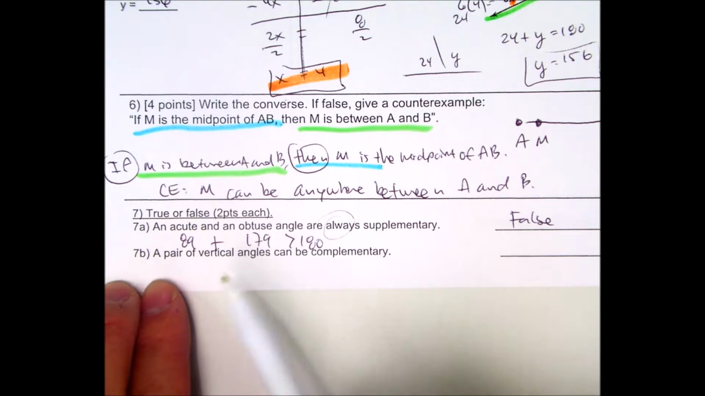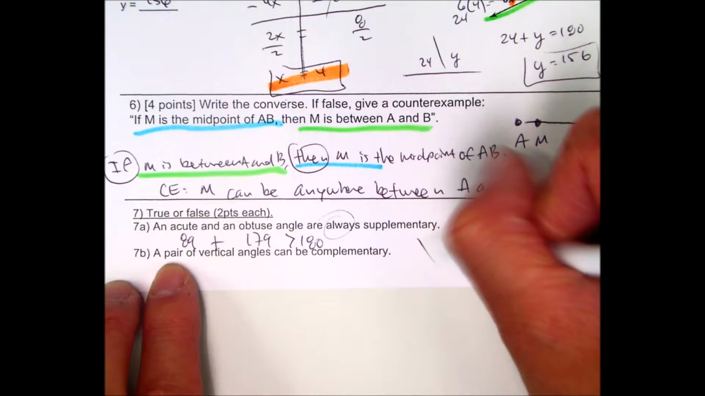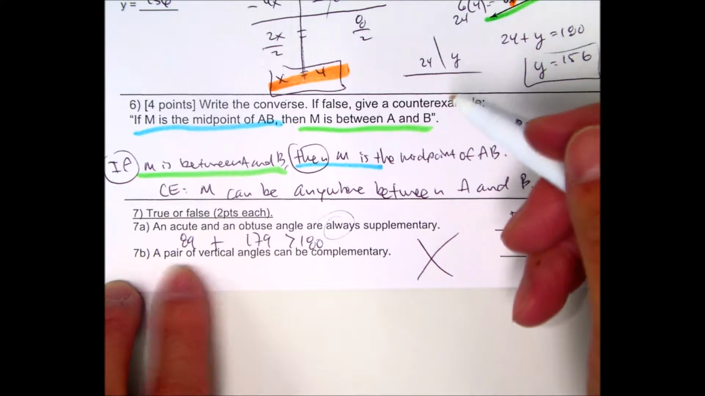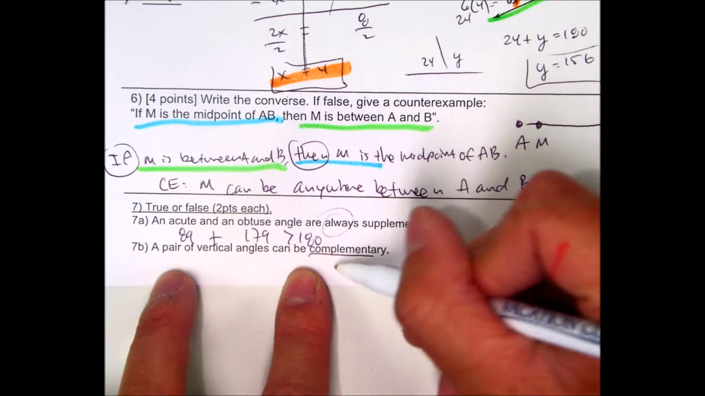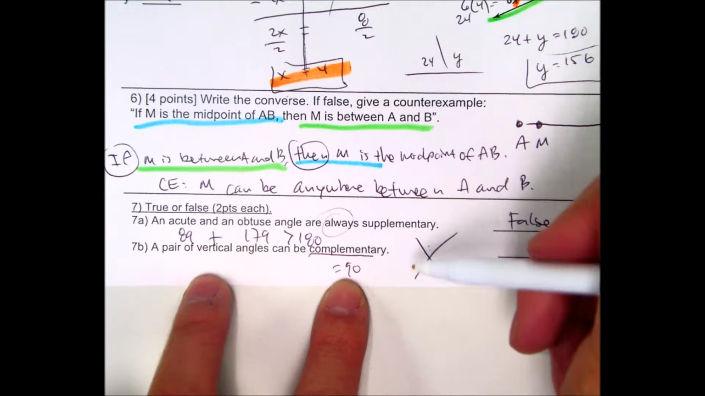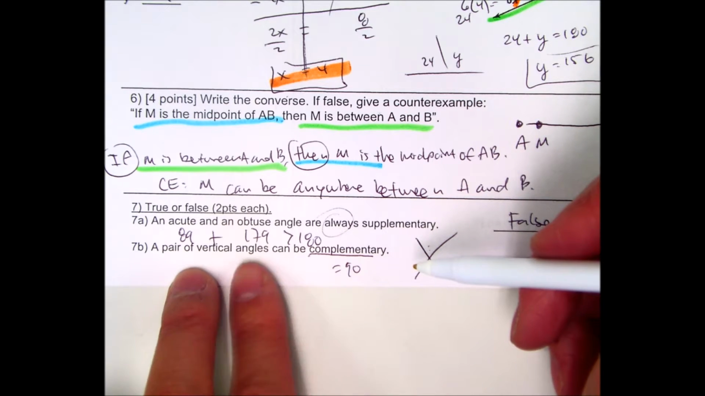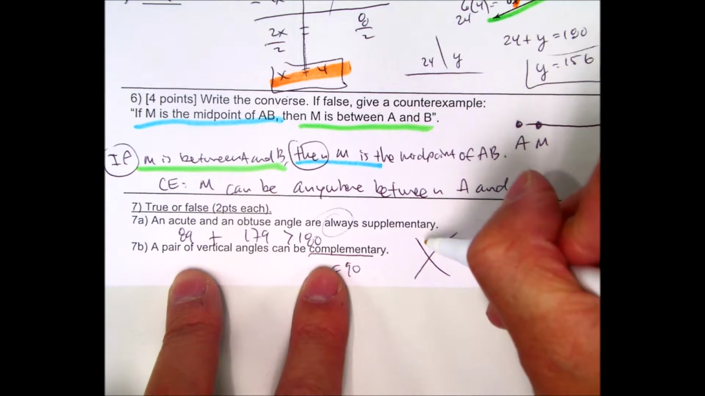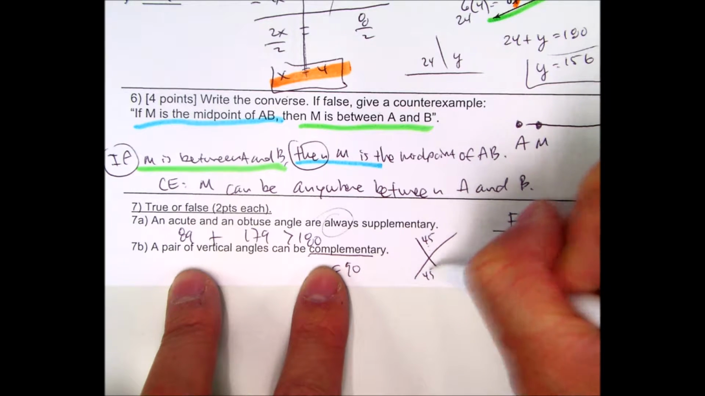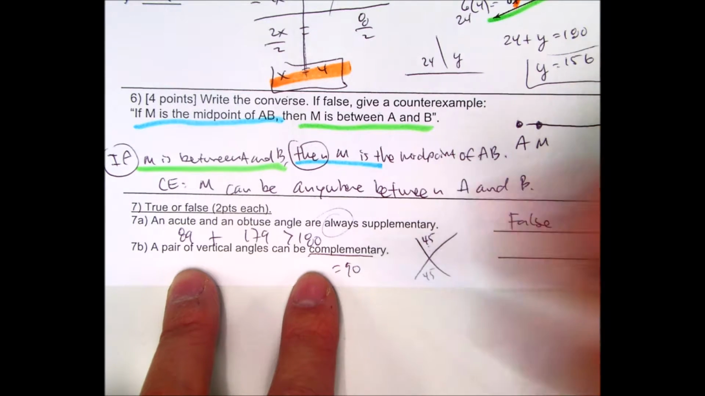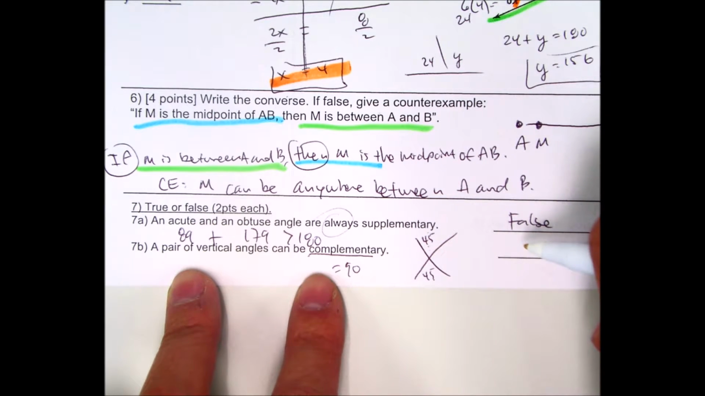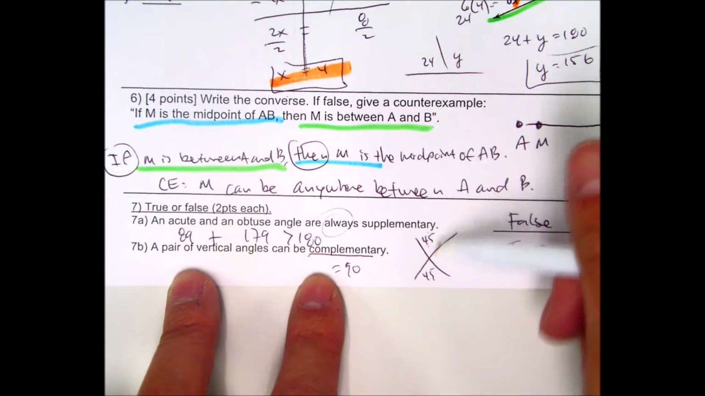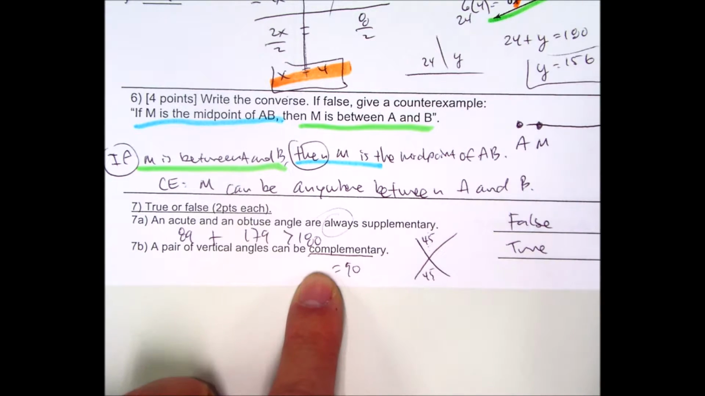Question B. A pair of vertical angles can be complementary. So here's my vertical angles. Then I need to think of numbers here, and it says complementary. So that's the number that equals 90. Well, can I have a pair that can add up to 90? If I picked 45 and 45, 45 plus 45 equals 90. Those two numbers are complementary. So the answer is true. The only pair that I thought of was 45 and 45. You check later.